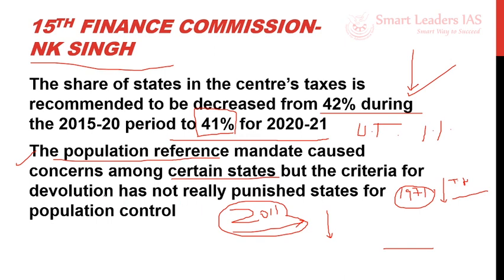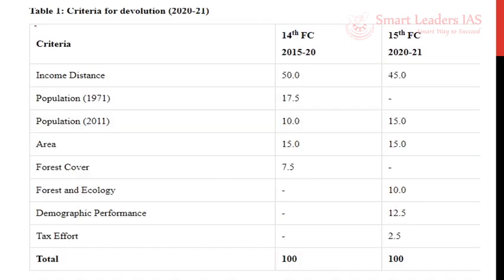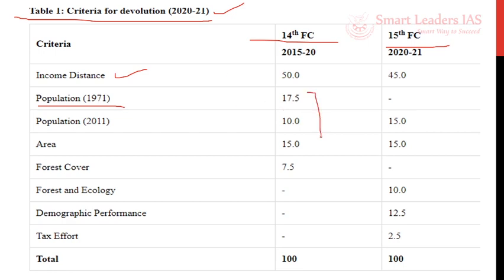So is this argument true? We have to discuss now. Just look at the criteria for devolution. Compare it to 14th and 15th Finance Commission. So what are the main criteria that is being used? One, population criteria. In 14th Finance Commission, we had used both, but greater weightage was given to 1971. In 15th Finance Commission, no reference to 1971. Everything has to be taken from 2011.